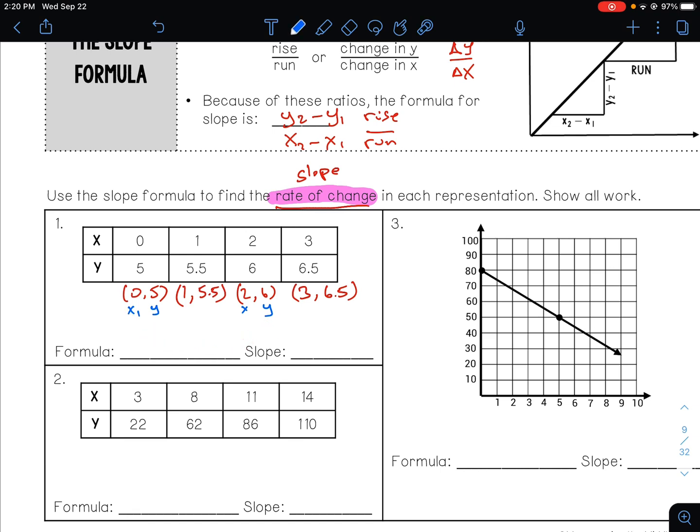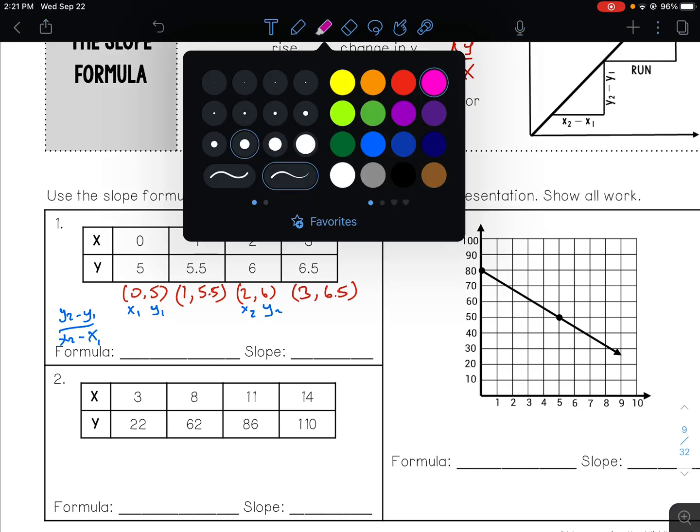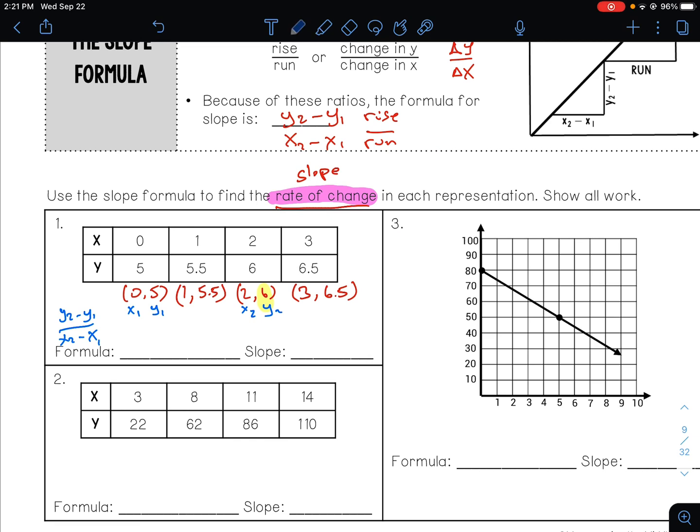Let's go ahead and call this 1, which means this is also 1, and this is 2, which makes this 2 as well. Our formula says y2 minus y1 over x2 minus x1. y2 is what number? It is 6. So 6 minus y1, which is 5, divided by x2. What is x2? It's 2. Minus x1, and x1 is over here, and that number is 0.